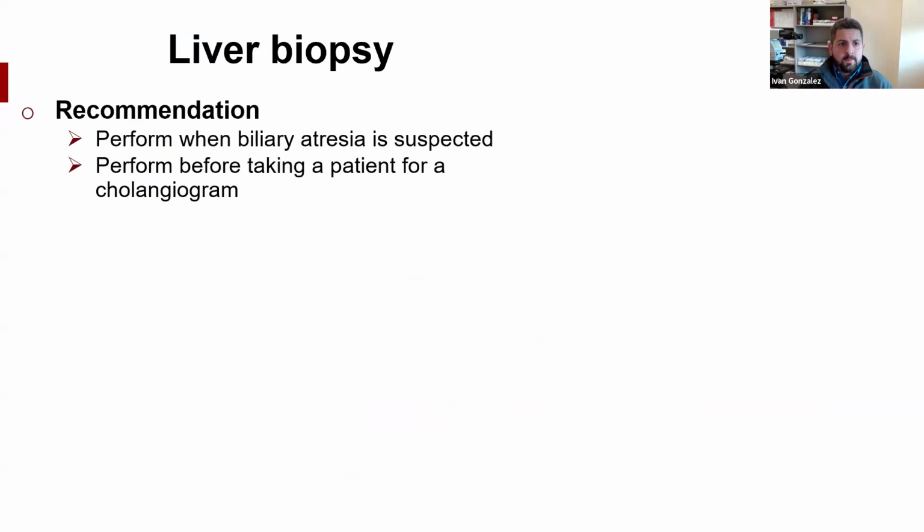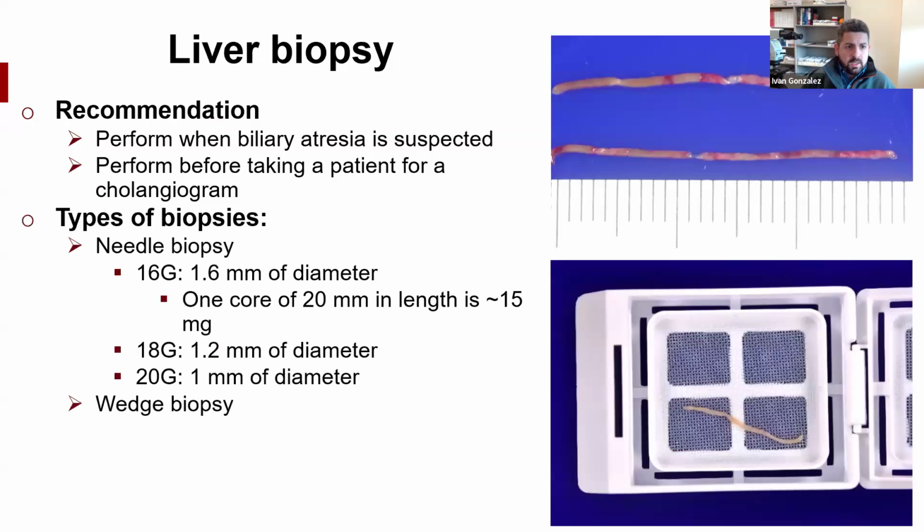So liver biopsy, when to do it. The recommendation is to perform it when biliary atresia is suspected, and ideally before taking your patient for a cholangiogram. As for types of biopsy, you can do a needle biopsy or a wedge biopsy. I personally am not a fan of wedge biopsy. I think wedge biopsies are more challenging to interpret because of all that subcapsular liver tissue. You over-assess fibrosis, for instance, and usually you get a more limited amount of portal tracts. So ideally, you want a needle biopsy.